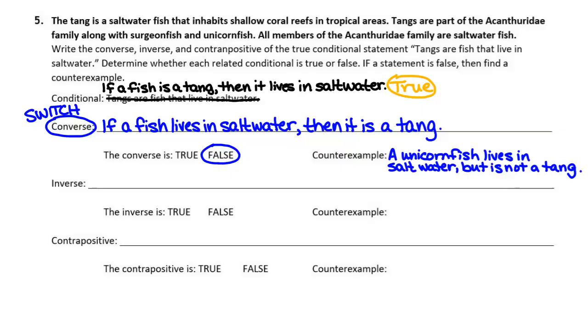Inverse, we don't switch. What do we do for inverse? We put not with the hypothesis and the conclusion.